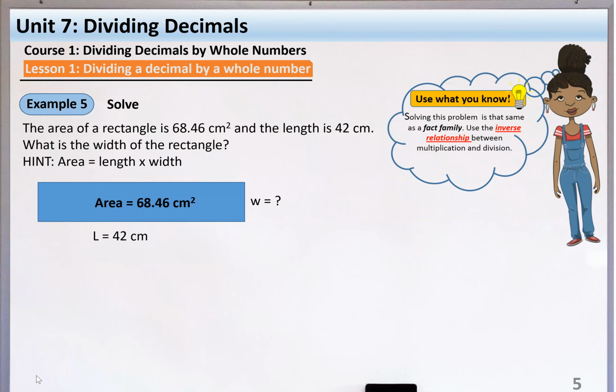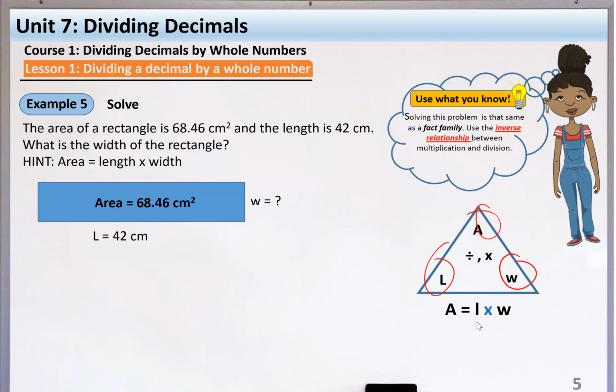So one thing you want to remember is back in around third grade, you learned about fact families or inverse operations. So we can use a fact family here. Area is length times width, which also means that if we want to find a width, we just do the opposite of multiplication, which is division. So here we have area equals length times width. Area is 68.4600, and the length is 42 centimeters. So how can we find the width?